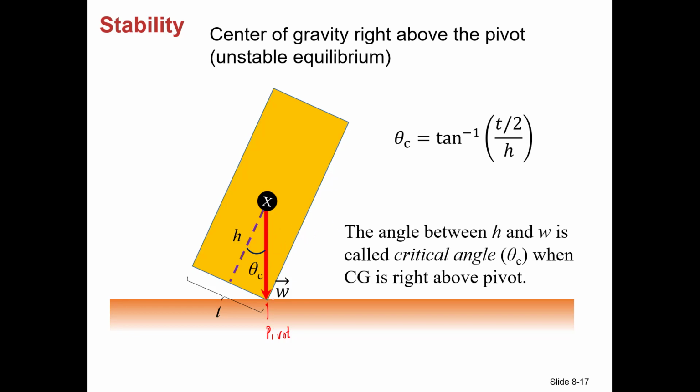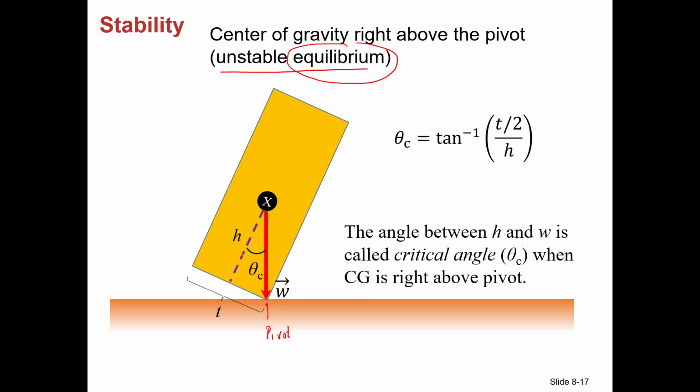So this condition is still equilibrium, but with just a little bit of disturbance, this can go into unstable condition. So this is called unstable equilibrium. Again, this is still equilibrium, but it's unstable, because with a little bit of disturbance, it can topple, or it can go into unstable condition. Okay.